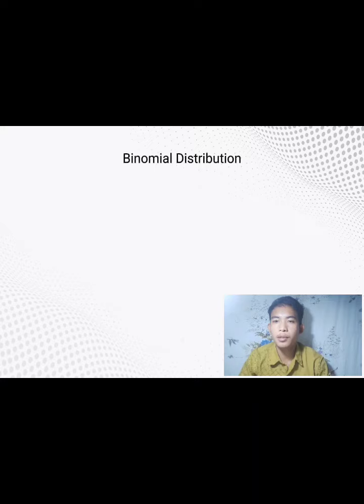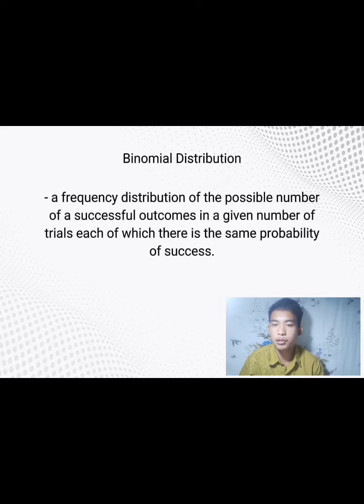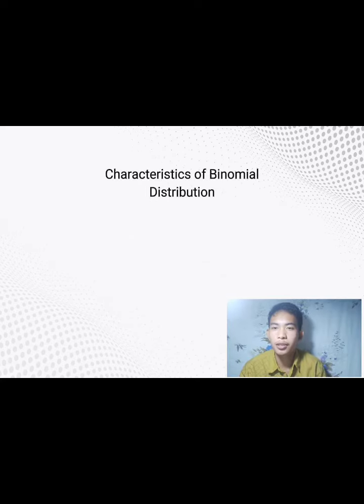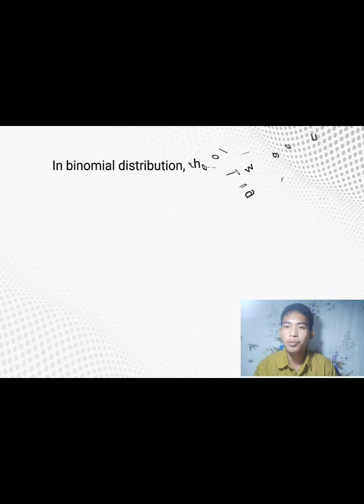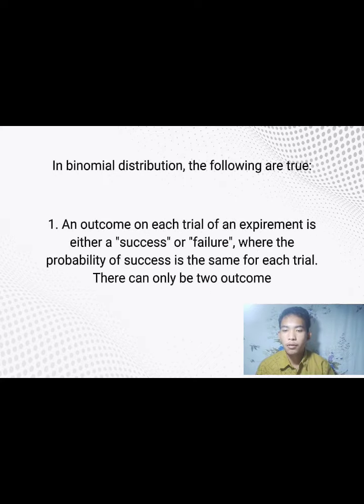And now, we will be discussing the binomial distribution. The binomial distribution is a frequency distribution of the possible number of successful outcomes in a given number of trials, in each of which there is the same probability of success. Characteristics of binomial distribution. In binomial distribution, the following are true. First, an outcome on each trial of an experiment is either a success or failure, where the probability of success is the same for each trial. There can only be 2 outcomes.